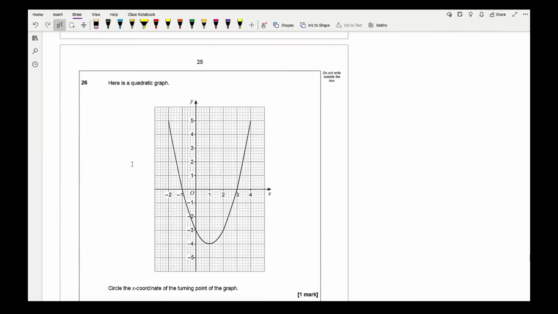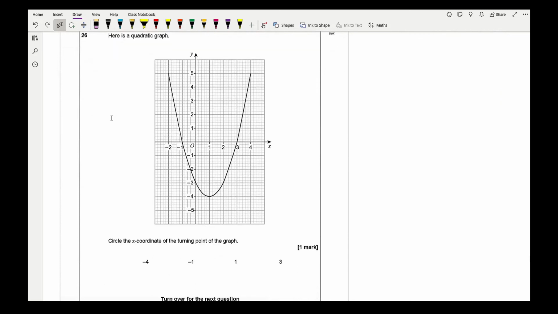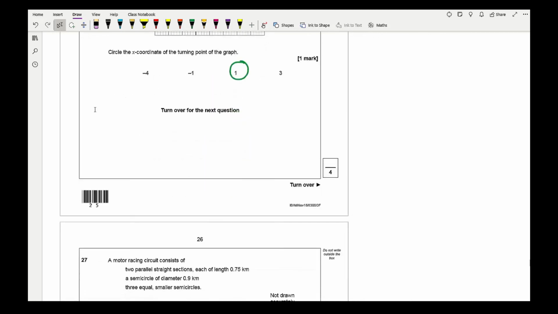So moving on to question 26, it says here is a quadratic graph. Circle the coordinates, the x ordinate of the turning point. Now the turning point is here, and now you can highlight the x ordinate. So the x ordinate is 1, so that's the one I need to circle.